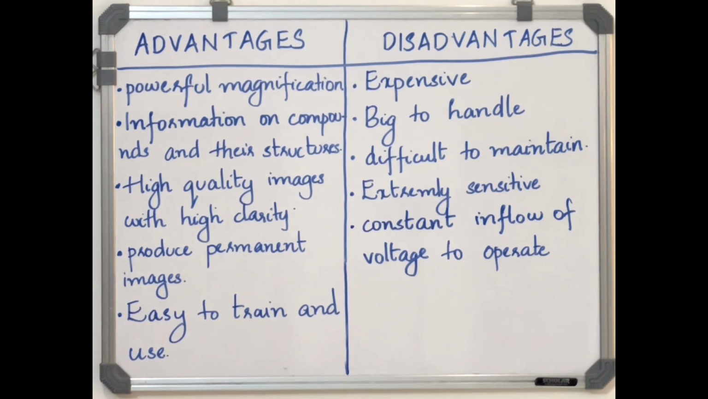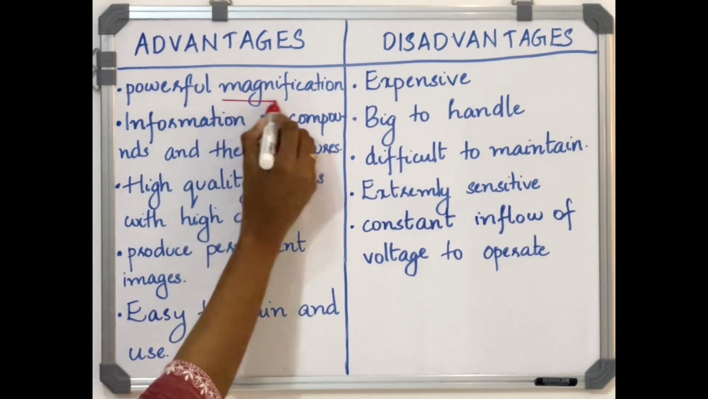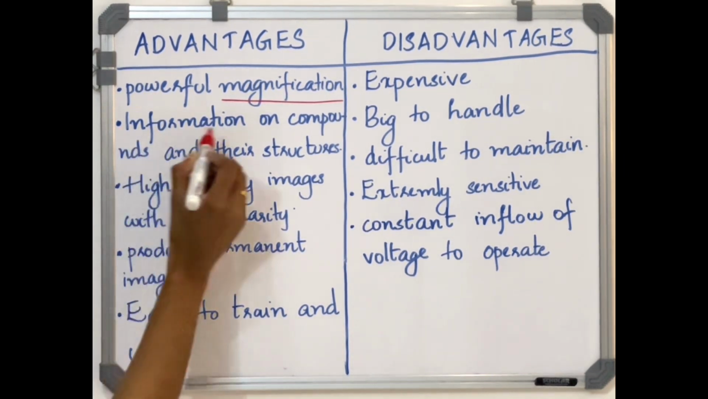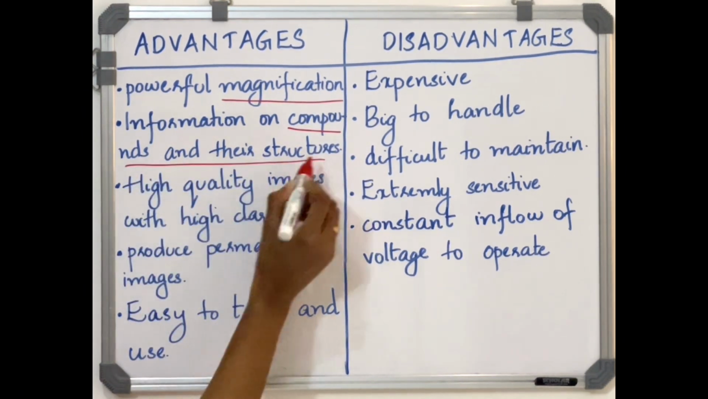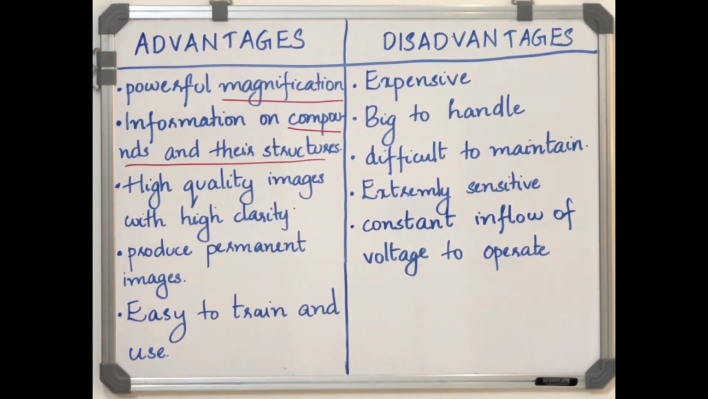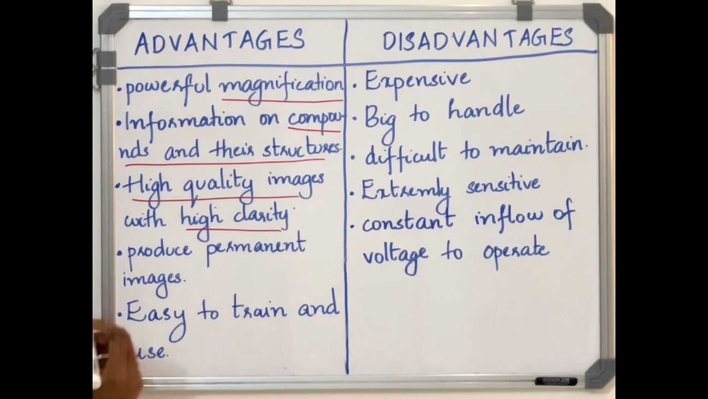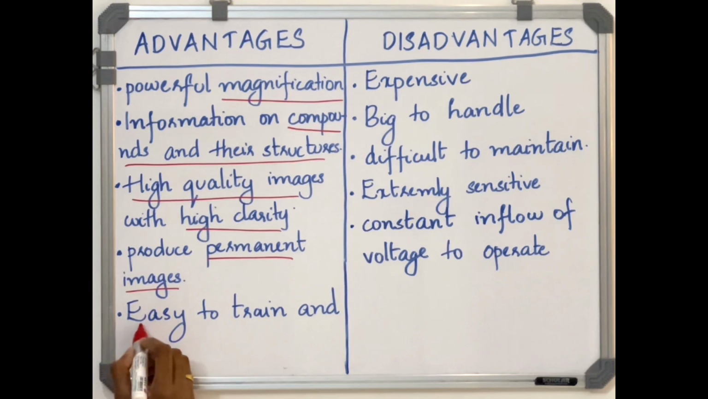Advantages and disadvantages of the transmission electron microscope. The transmission electron microscope has very powerful magnification. We said before that it is over 2 million times better than that of a light microscope. Using the TEM, we can also acquire information on compounds and their structures. They produce very efficient, high quality images with high clarity, and they can also produce permanent images. Another thing is that it is very easy to train and use the transmission electron microscope.